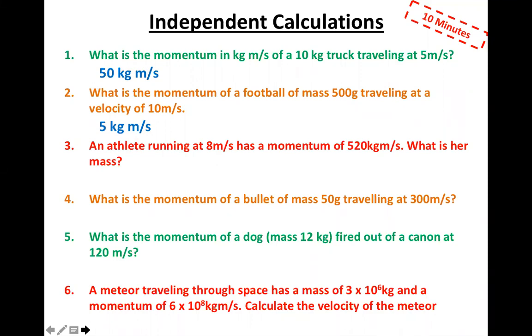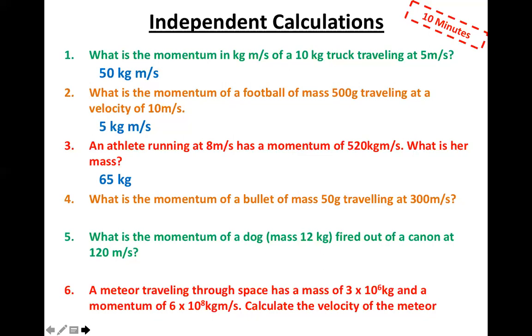Beatrice, number 3. An athlete running at 8 meter per second, momentum of 520 kilogram meter per second. What is her mass? 65 kg, that's correct. 520 divided by 8.